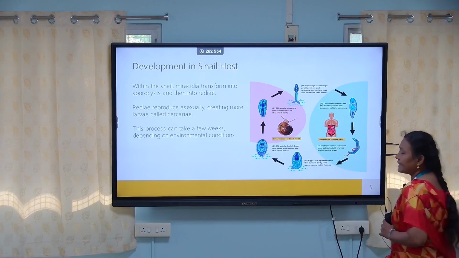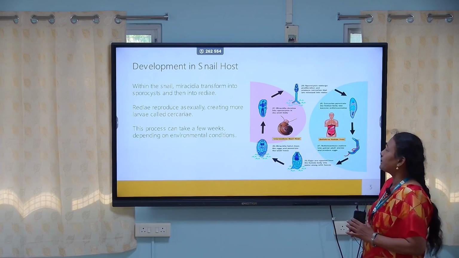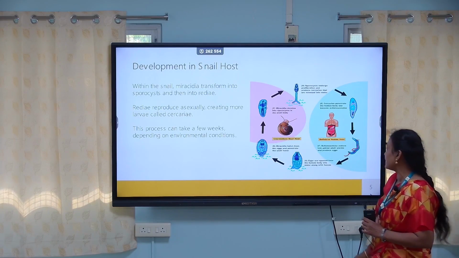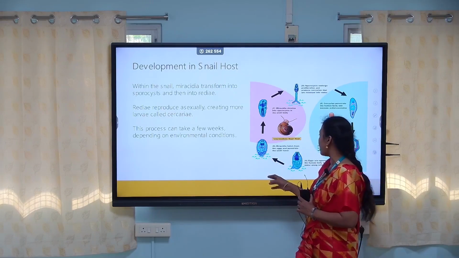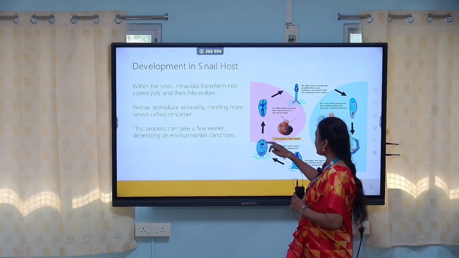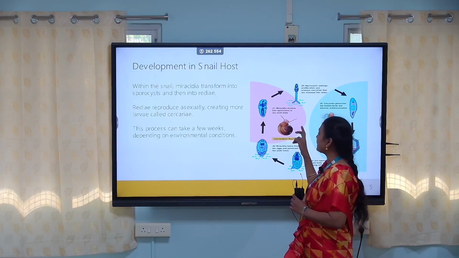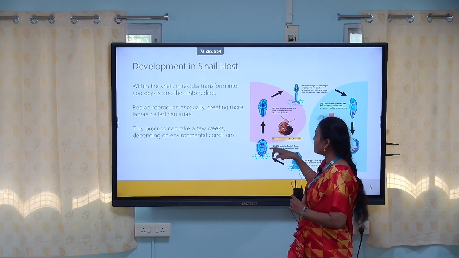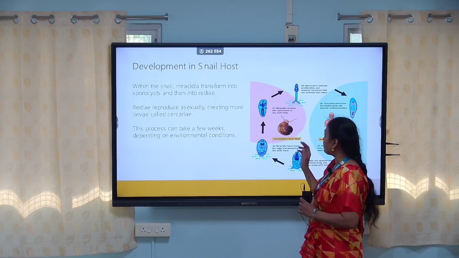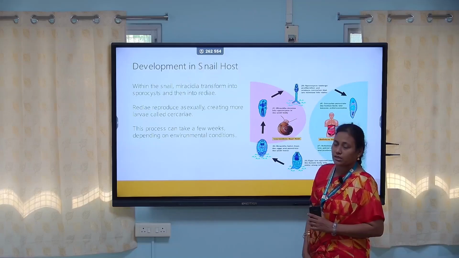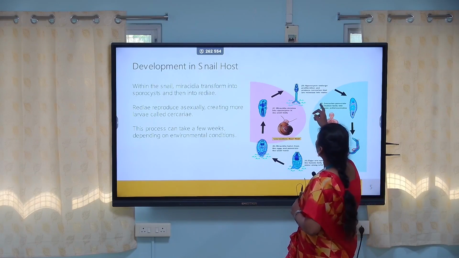Now development in the snail host, this is the intermediate host. The egg hatches into the free swimming miracidium larva and it penetrates the snail, where everything happens. After penetrating the snail, it loses all the cilia which help in locomotion. There it becomes the sporocyst. In the sporocyst, it produces asexually and forms the redia.